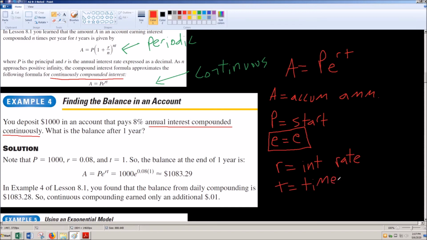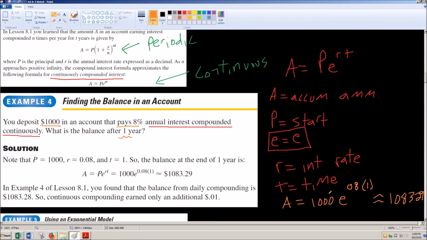So for this one, let's look at $1,000, 8% after 1 year. So this is going to be A equals 1,000 e to the 0.08 times 1, which will give me approximately 1,083.29. A little squish there, sorry about that.